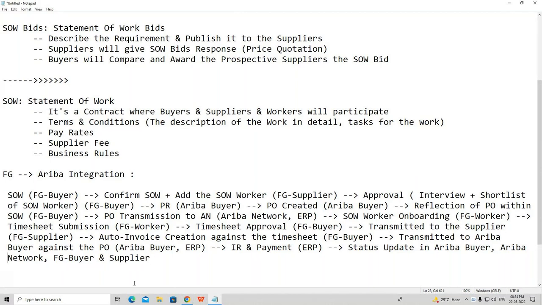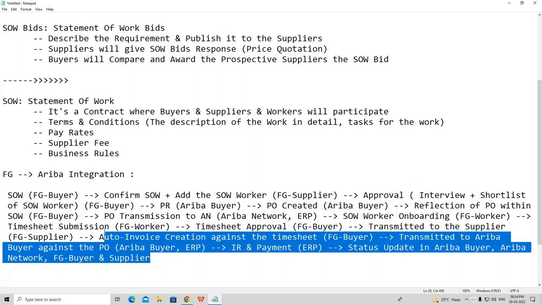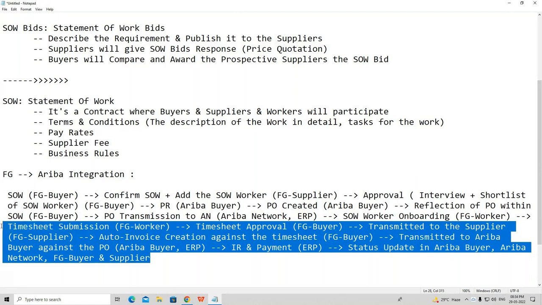Now remember, this whole process, timesheet submission, will continue every month until the duration mentioned in the SOW gets completed. Six months, maybe one year. So every month this will happen.